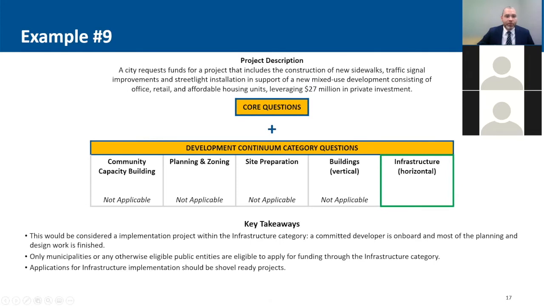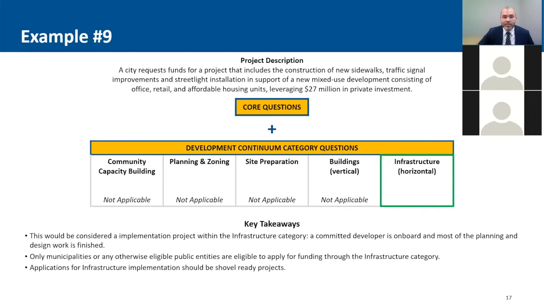In our next example, a city requests funds for a project that includes the construction of new sidewalks, traffic signal improvements, and streetlight installation in support of a mixed-use development consisting of office, retail, and affordable housing units that leverages $27 million in private investment. In this case, the project is shovel-ready, meaning that most, if not all, of the design permitting work has been completed, and the project will be able to move forward with construction once they receive funds.